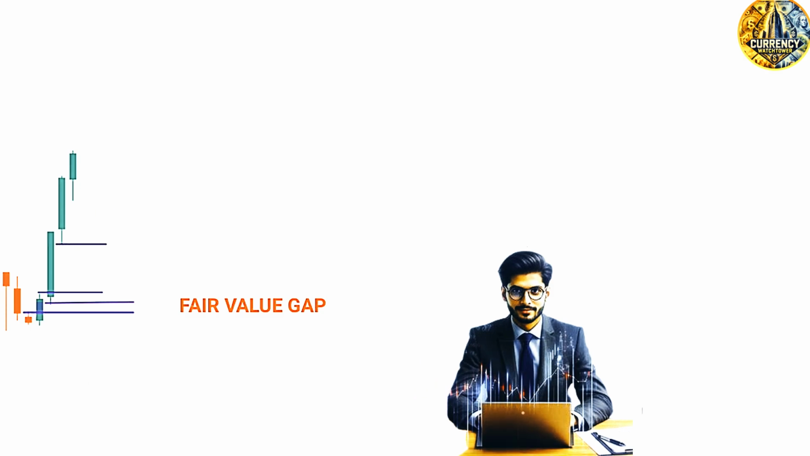So now we have marked a fair value gap here. In the same way, you need to identify the second fair value gap and mark the low of the third candle. Now, as you can see, when we mark the high of this candle and the low of the third candle, we see a gap being created, meaning that another fair value gap is formed here.